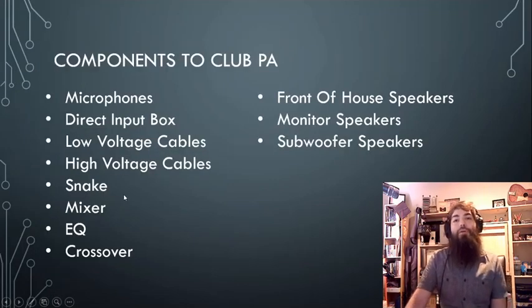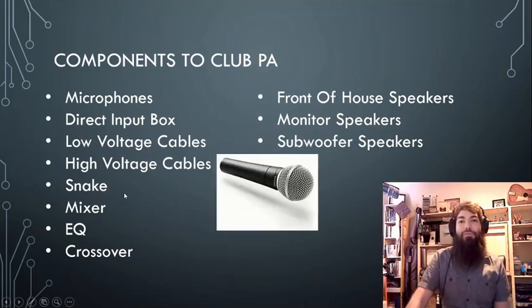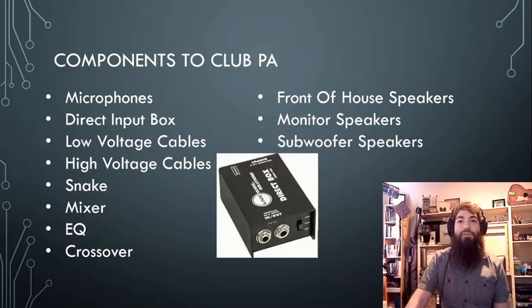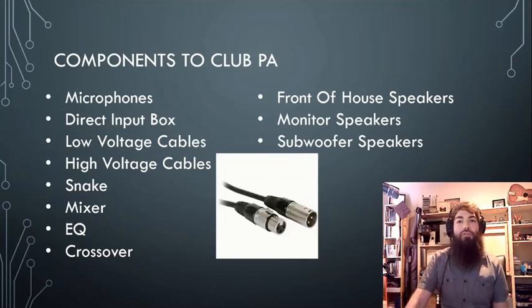Let's start with the different components. So of course we've got our microphones. That's going to be how we convert any of our acoustic energy to electronic. We've got our direct boxes for those that already have some sort of electrical output. We've got our low voltage cables. These are going to allow us to plug our mics and any low voltage components together.